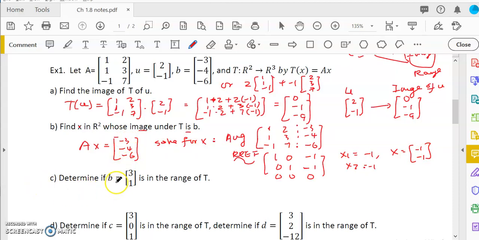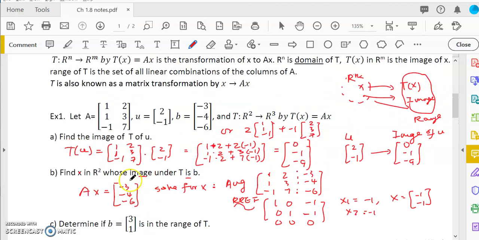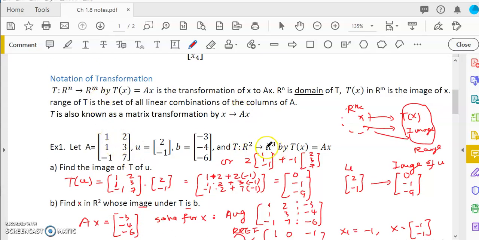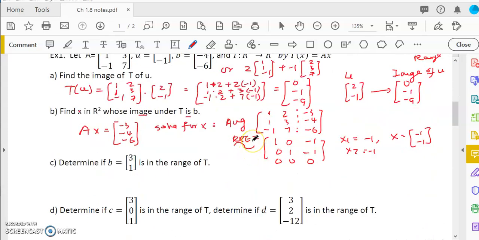C, determine if B3, 1 is in the range of T. Now this is very interesting. The range of T should be in R3, right? So range means the output side. So this cannot, right? Cannot. Because the range is in R3. So this is a R2 matrix. You can never be. Cannot happen.